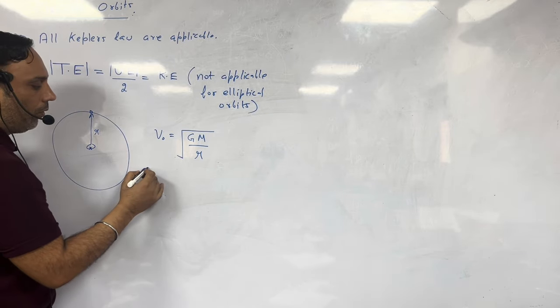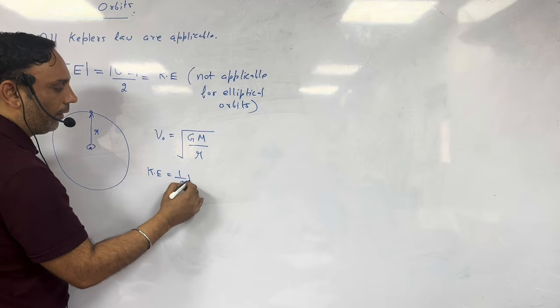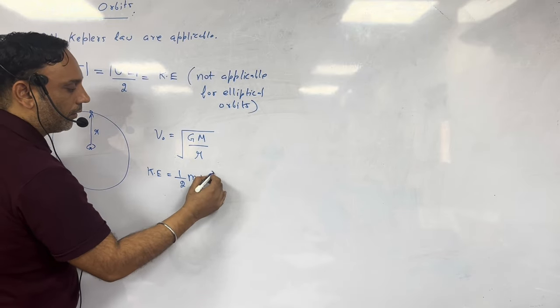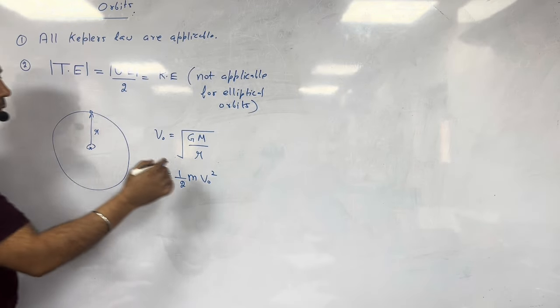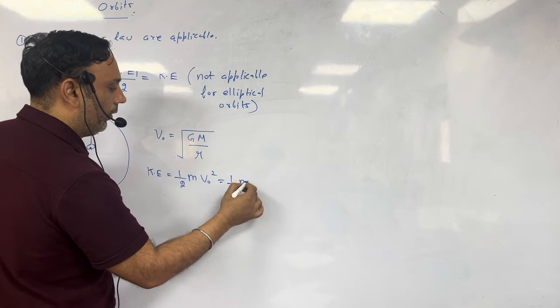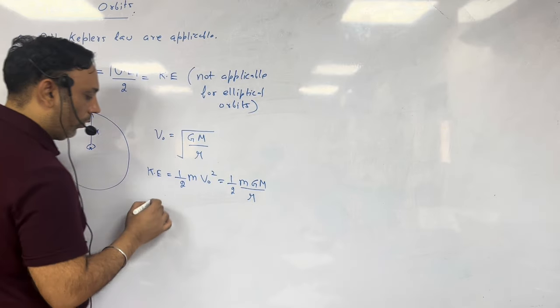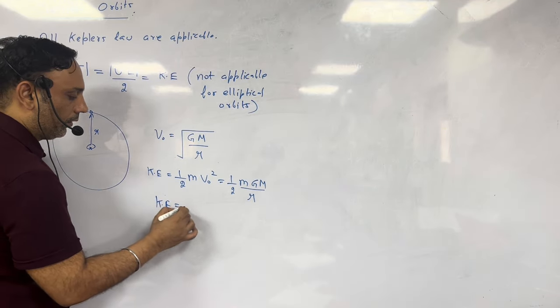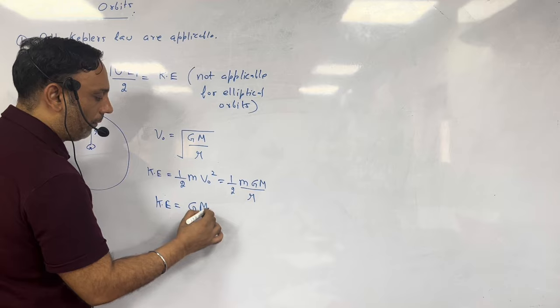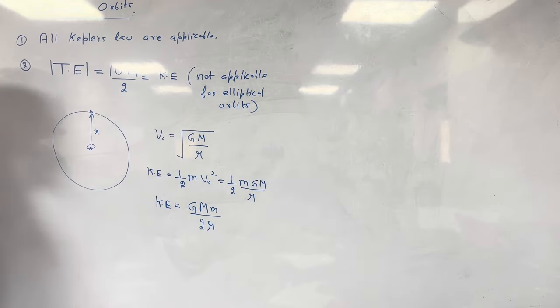Now kinetic energy I can write. Kinetic energy is half into m into V square, right? So we can write half into m into GM upon small r, or kinetic energy is G capital M small m by 2r. So that is the kinetic energy, right?